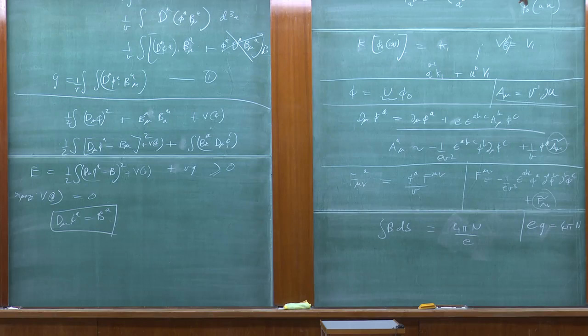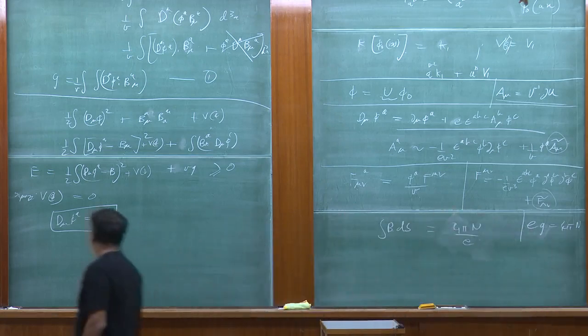Bogomolny, Prasad, Sommerfeld. And this bound, what was originally called the BPS bound, supersymmetry has inherited that name and taken it to more general situations. It was derived like I've told you about, not by using supersymmetry, just simple manipulations of classical equations. Is this clear? Okay.